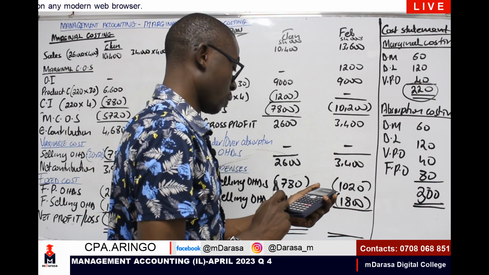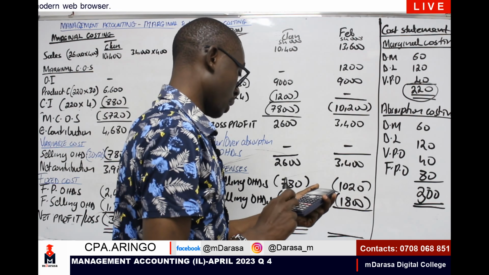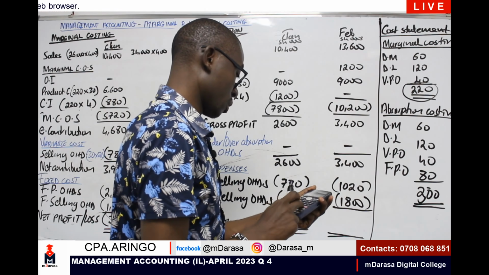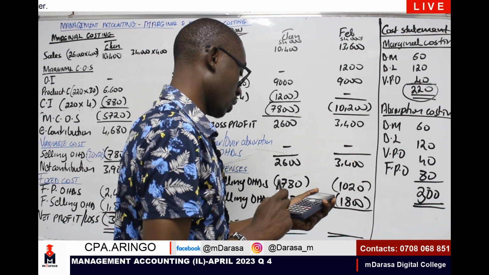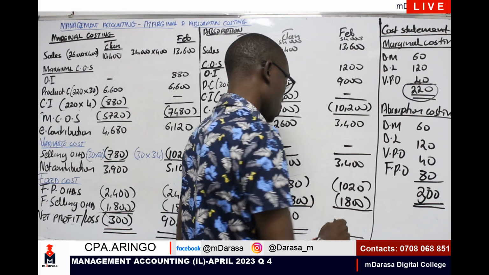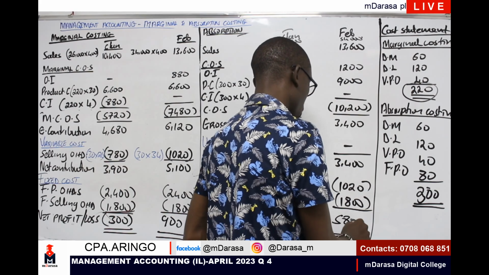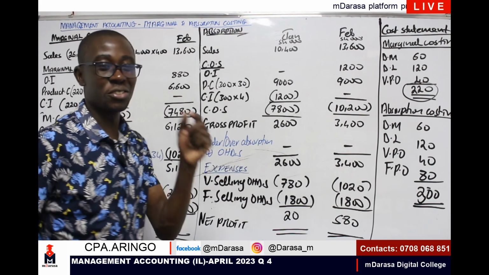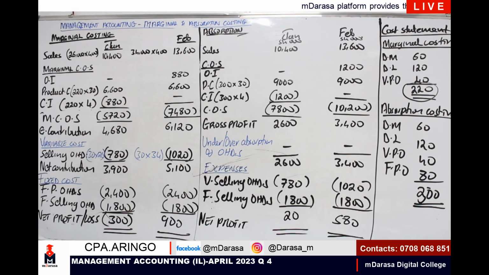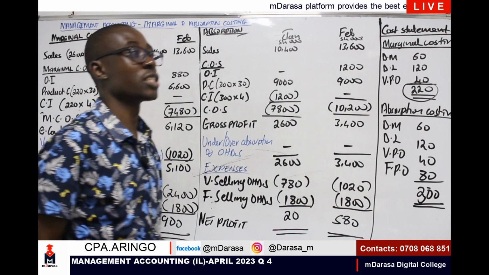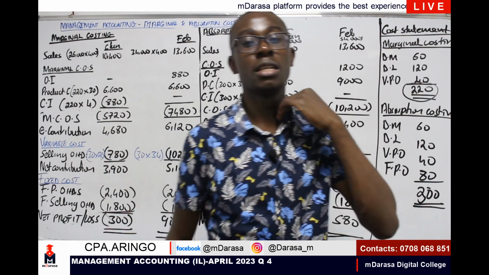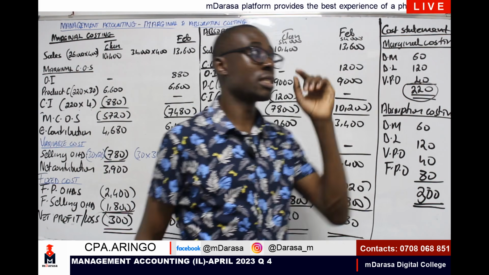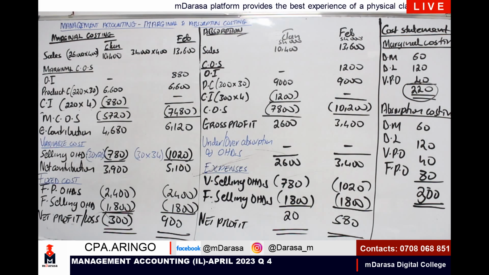The other one: 3.4 minus 1020 minus 1800, that should give us what? 580. So that is what you are expected to do in this question of ours, my good student, for us to earn the 12 marks.